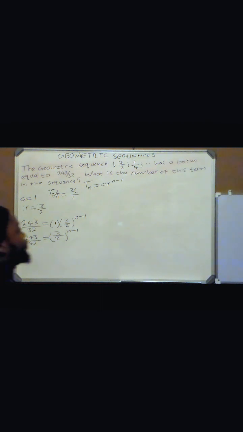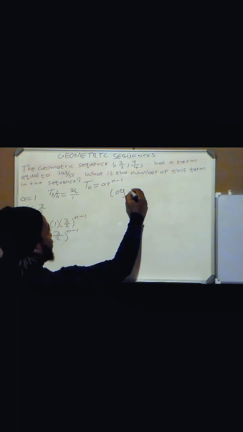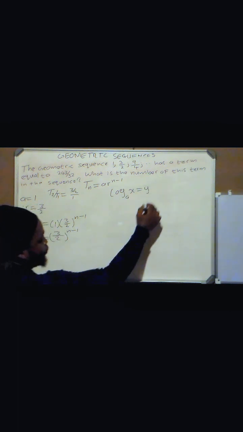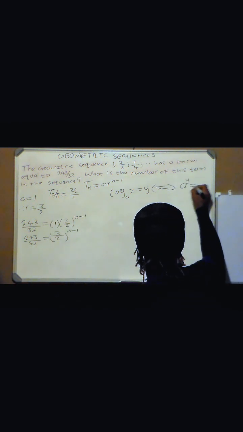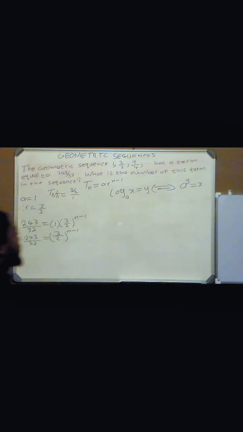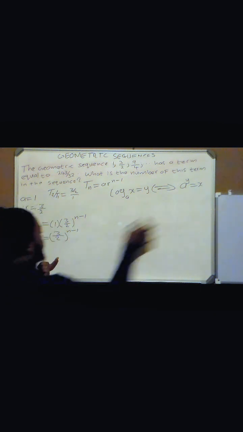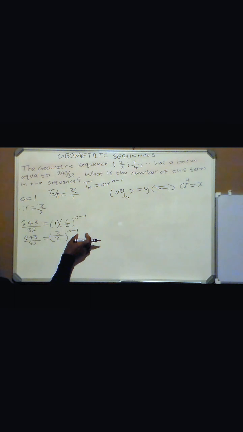So the log that can be used here is what we can convert from this rule. Log base a, x equals y. We can take this to the power form, a to the power of y equals x. We can move from the log to the power form, and we can apply the same here. In this case we are in the power form: 3 over 2 represents our base, y represents the n minus 1 power, and x represents 243 over 32. So let's take this into log form.